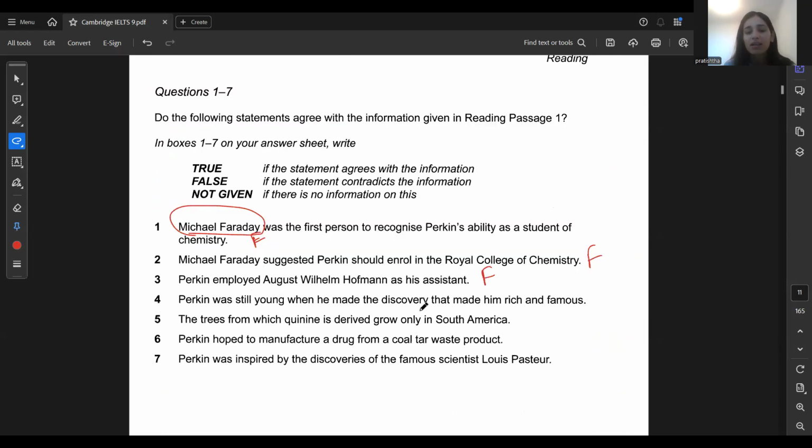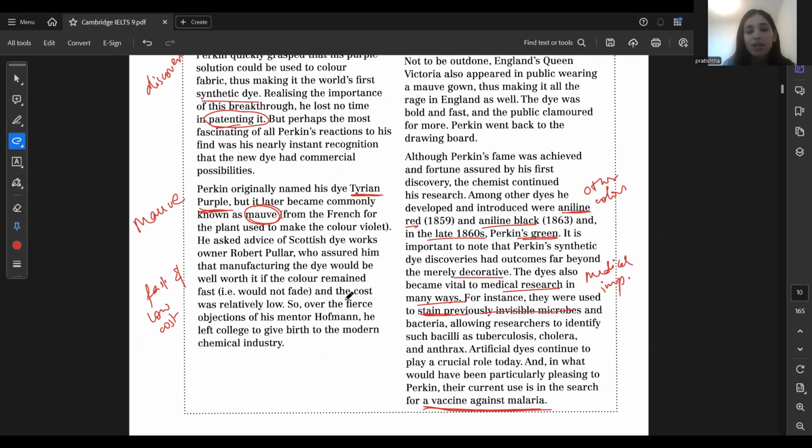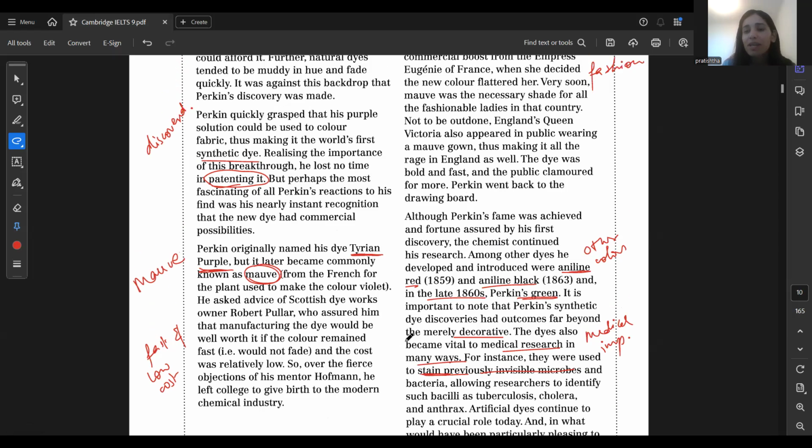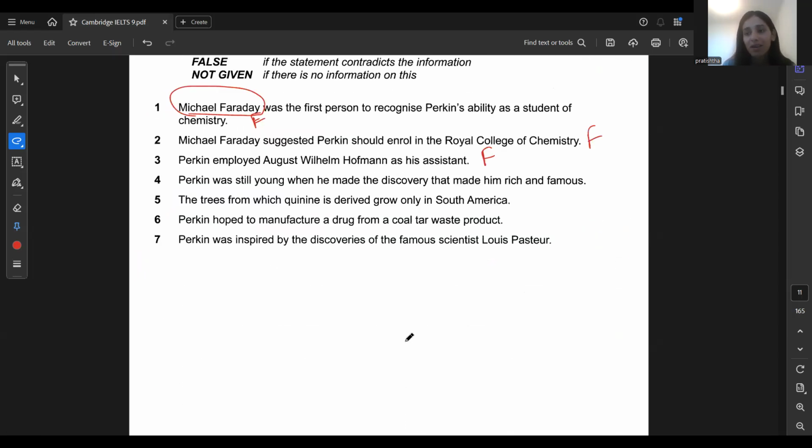Perkin was still young when he made the discovery that made him rich and famous. So again, we don't know if he was young, or what he was when he was rich and famous. So that information about him being rich and famous is not really given, right? So it is not given.